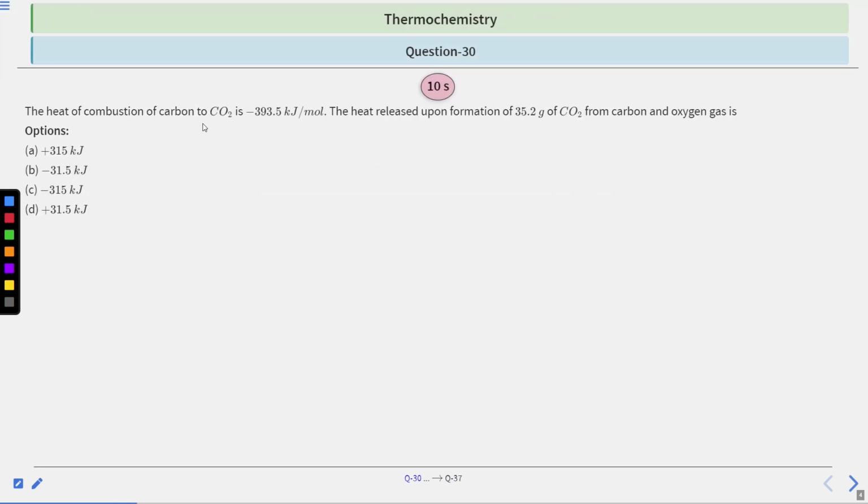The heat of combustion of carbon to CO2 is minus 393.5 kilojoule per mole. The heat released upon formation of 35.2 gram of CO2 from carbon and oxygen gas is: the options are 315 kilojoule, minus 31.5 kilojoule, minus 315 kilojoule, or 31.5 kilojoule. You have 10 seconds to solve this question. After that, we will see the answer.